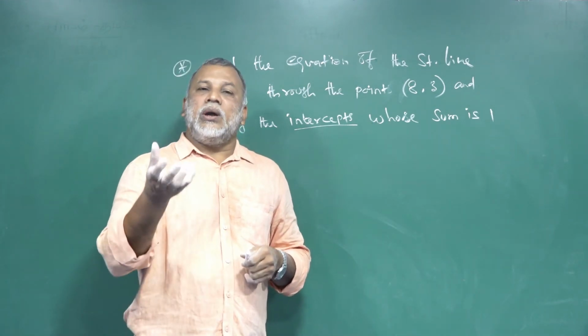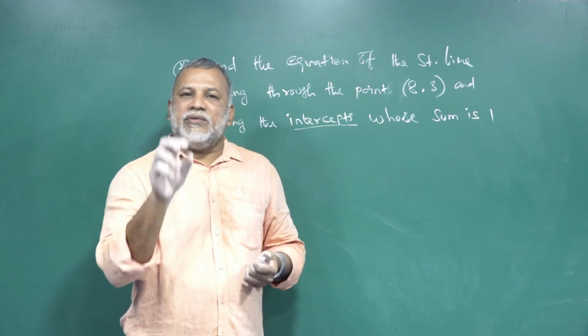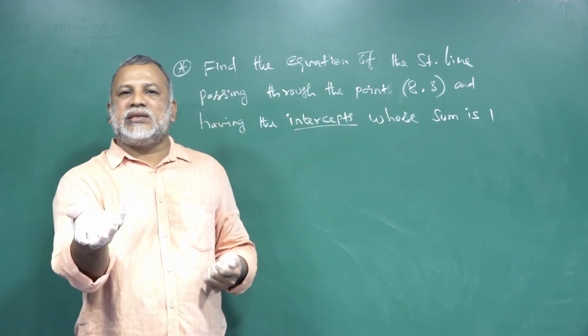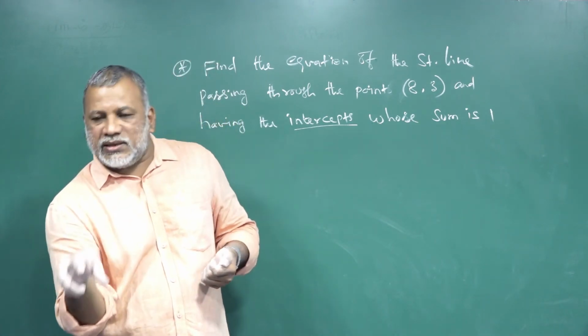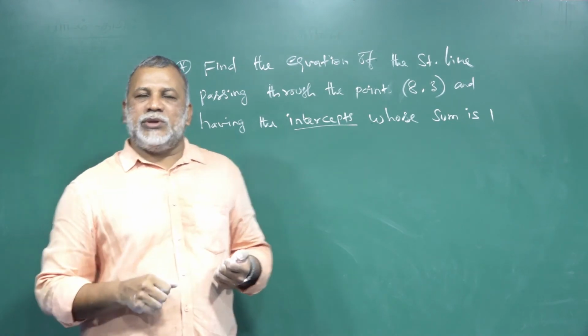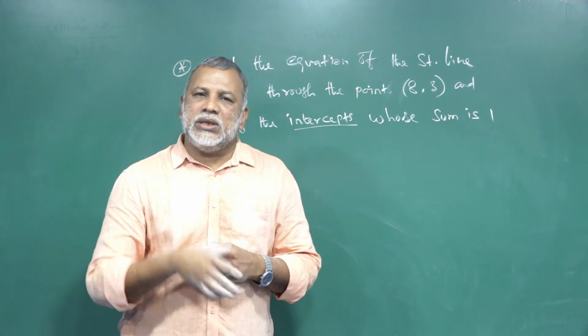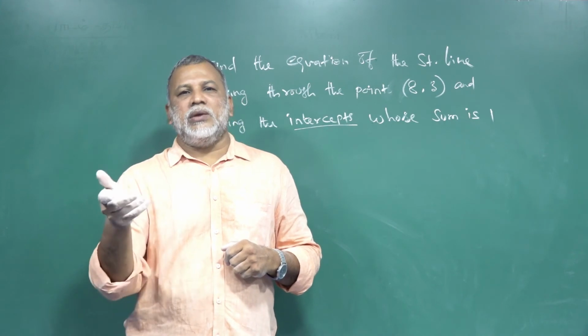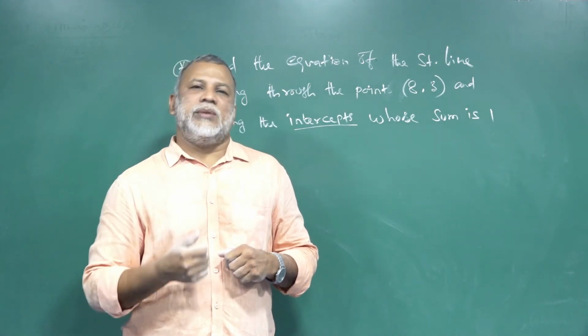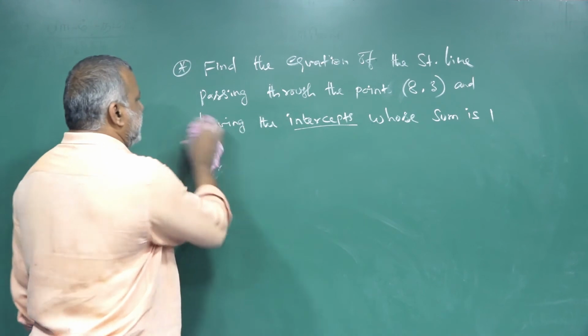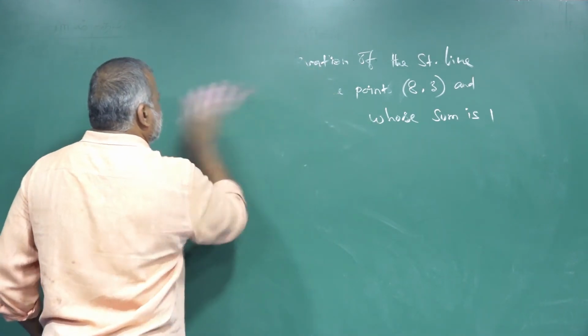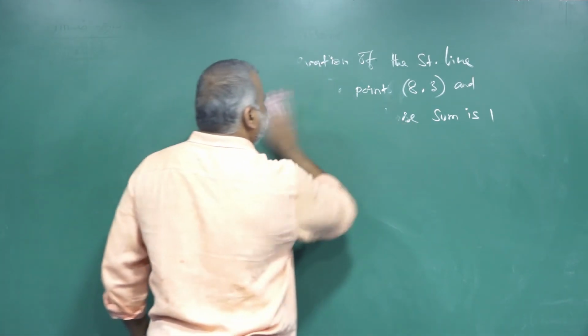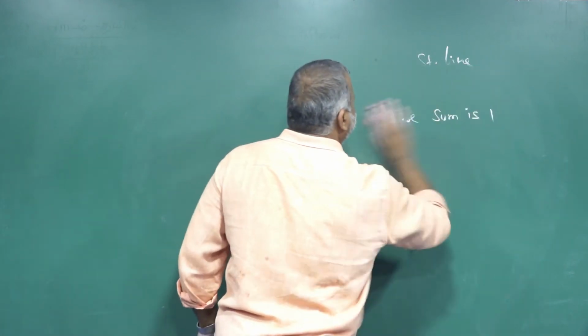See, you already have this equation. Equation of the straight line having the intercepts A and B. That means x intercept A and y intercept B. What is the formula we already used? x by A plus y by B equal to 1. So we are going to use the same concept here. Then we are able to get the result. Now dear students, always take a rough diagram. Then only your knowledge will be very clear.